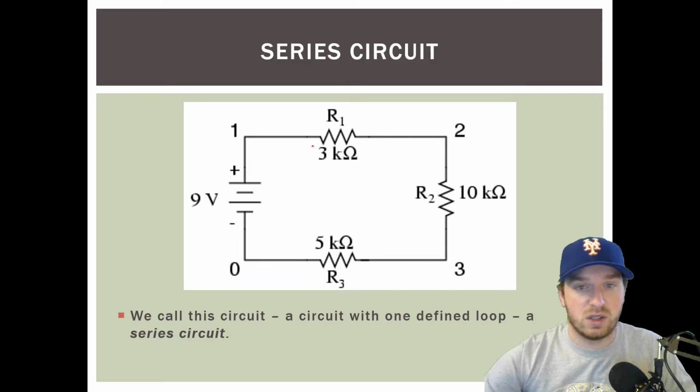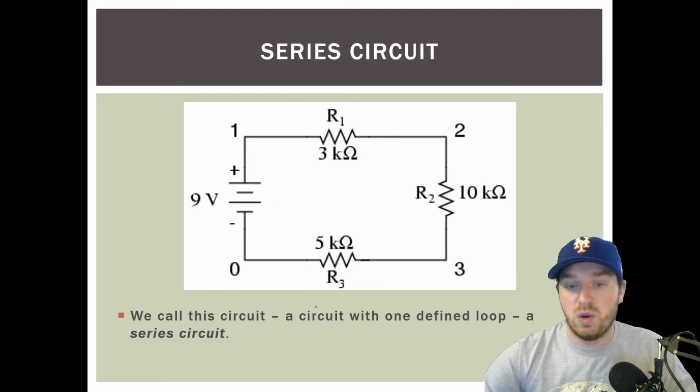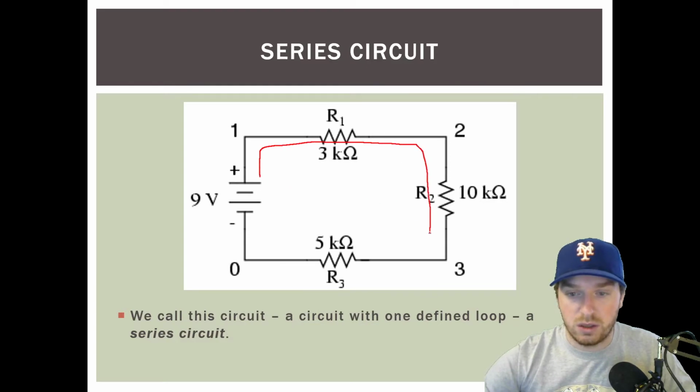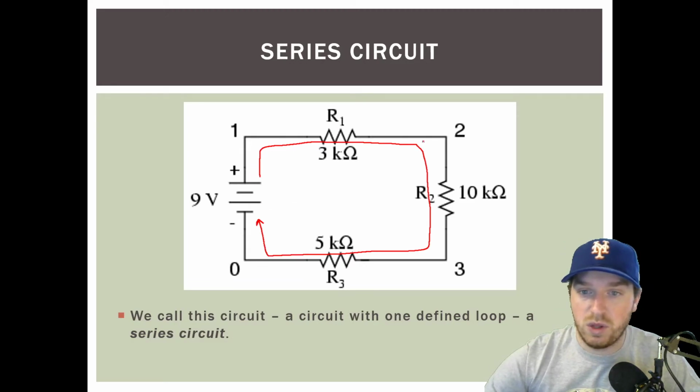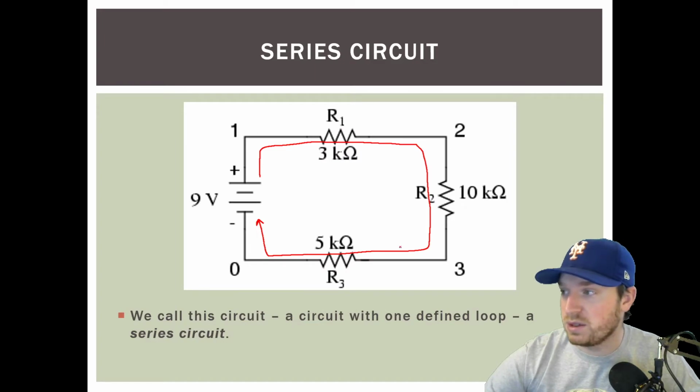So let's jump back to our PowerPoint, and let's look at this. So a series circuit is one where a circuit has one defined loop. The current can only go one direction, right? In order for the current to get from the positive to the negative, or vice versa, depending on if you're talking about conventional current or not, there's only one pathway. They have to go through all 3 of these resistors.